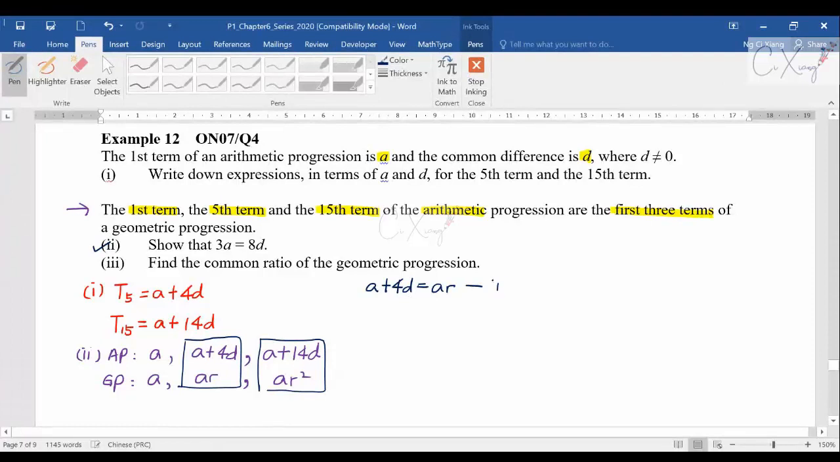Alright, so this is the first equation. And then after that, I'm having A plus 14D equals to AR squared. This is the second equation. Now, in our question here, we want you to show 3A equals to 8D. That means in this equation, there's no R.